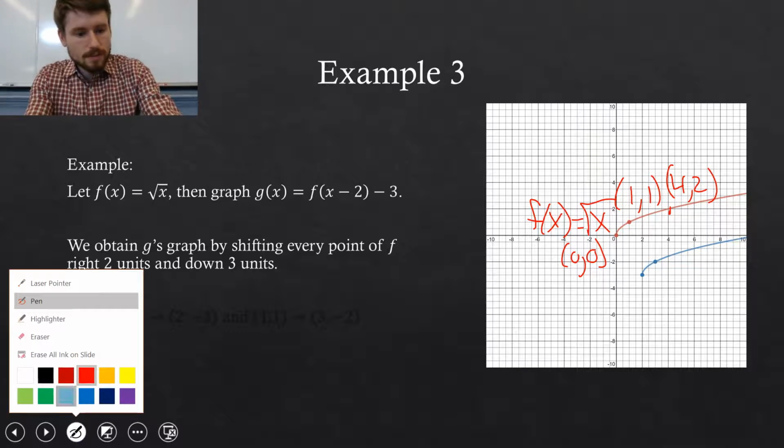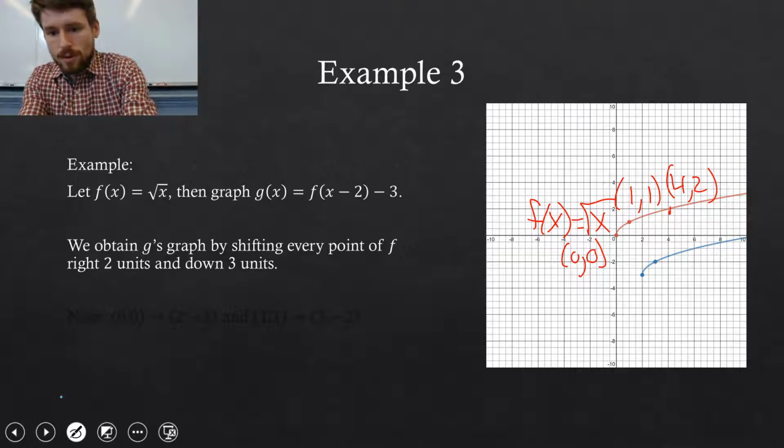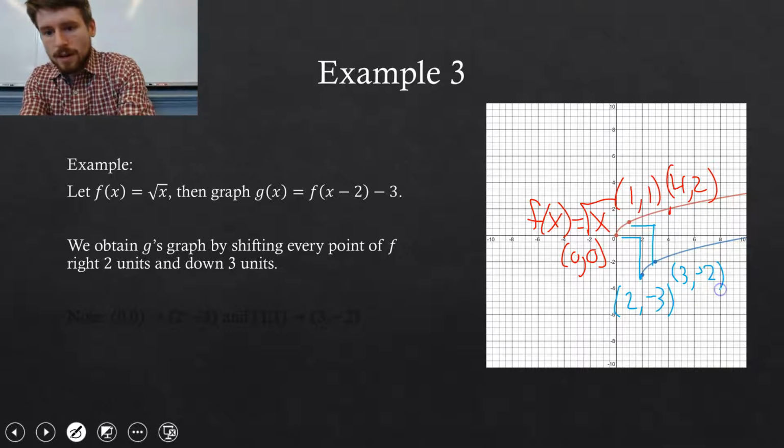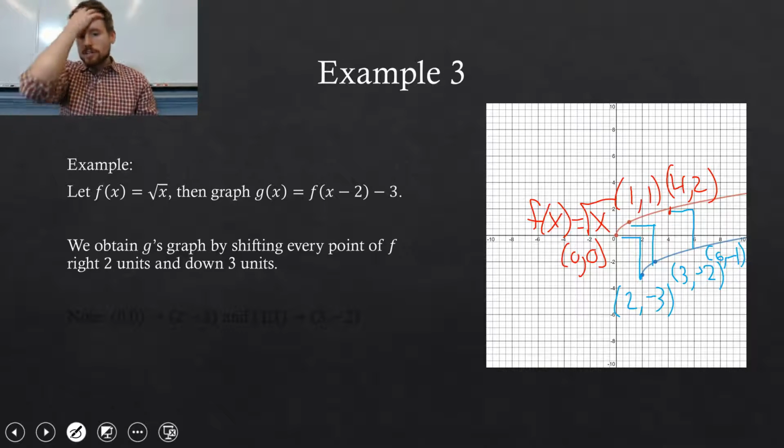So let's go ahead and do that. (0, 0), if I move you right 2 and down 3, you end up right there. So you're going to be at (2, -3). (1, 1), if I move you right 2 and down 3, you're going to end up right here at (3, -2). And then (4, 2), if I move you right 2 and down 3, you're going to end up here at (6, -1). Okay? So each of those points gets moved to that new place on the graph of g.